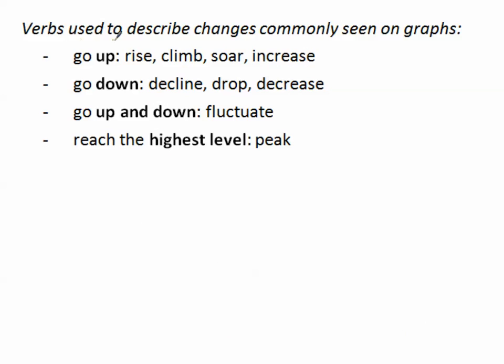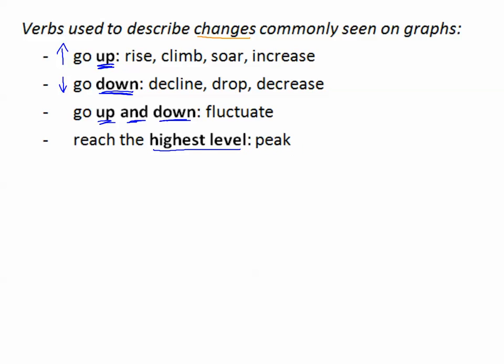Here are some verbs that are used to describe the changes commonly seen on graphs. Going up, we can say rise or climb or soar or increase. Going down, we can say decline or drop or decrease. Going up and down, fluctuate. Reaching the highest level is peak.